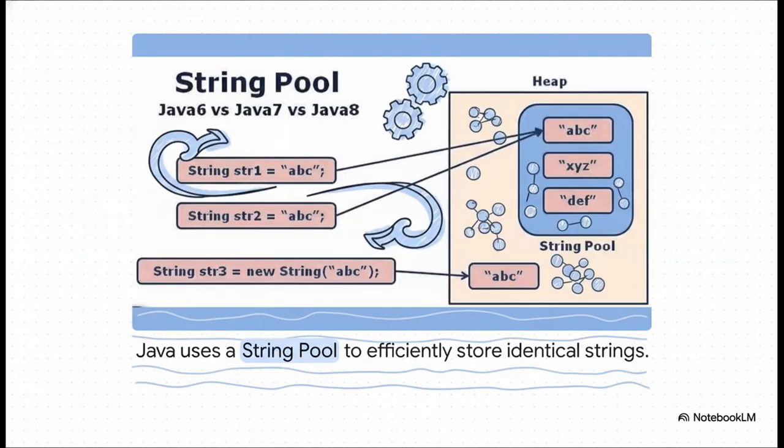And check this out. Here's a really clever trick Java uses to save memory. If you create two different variables, but they have the exact same string value like ABC, Java doesn't waste space by creating two identical strings. Instead, it puts one ABC in a special place called the string pool and just has both of your variables point to that one spot.